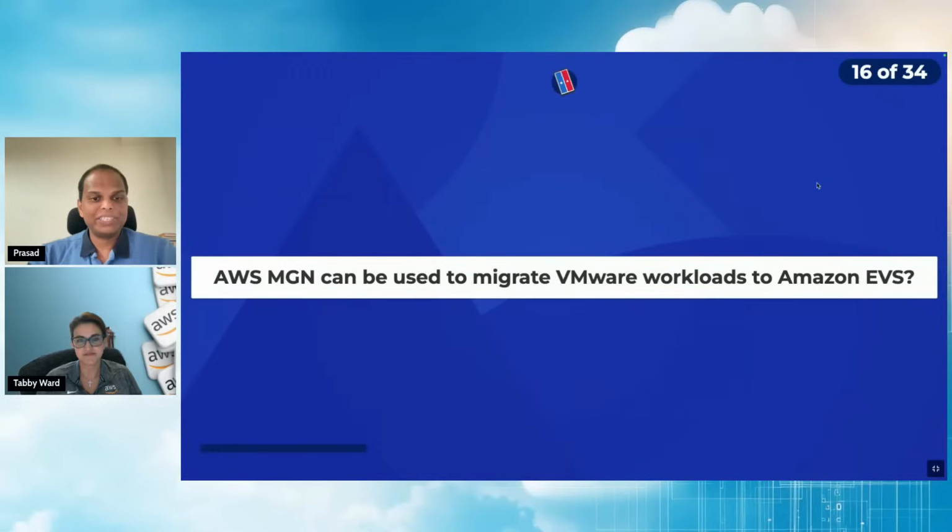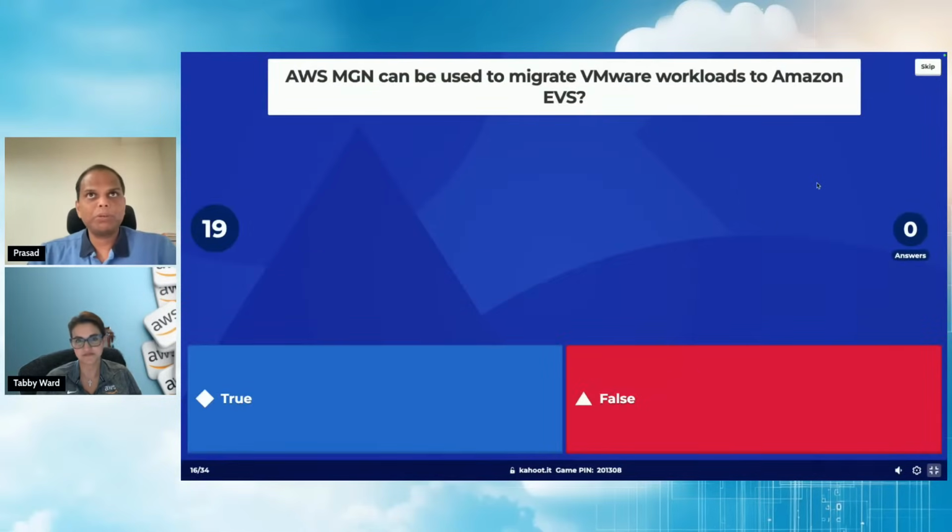True or false? Simple question. AWS MGN migration service can be used to migrate VMware workloads to Amazon EVS. It's true or false? And this is assuming the participant joined the last week, right? Which we had a deep dive on MGN. So yes, exactly.